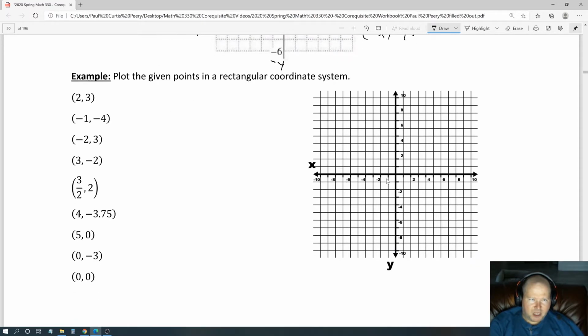So let's practice plotting points. Let's say we have the point 2, 3. Now remember, every one of these ordered pairs is in the form of x and then y. So 2, 3 is going to be 2 to the right, and then 3 is going to go up 1, 2, 3, and that's where we're going to fill it in, right?